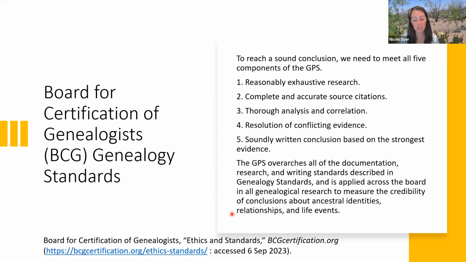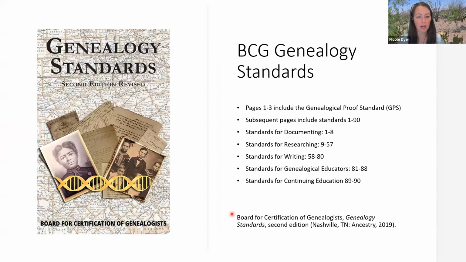So I feel like this genealogical proof standard is what you need to review, and it will be a little more comprehensive than what the DAR requires for their lineage applications. And so let's look a little more at Genealogy Standards. This is the 2nd edition pictured here. And the first few pages talk about the genealogical proof standard in more detail. Then the subsequent pages include standards 1 through 90. And those standards are broken down into different sections.